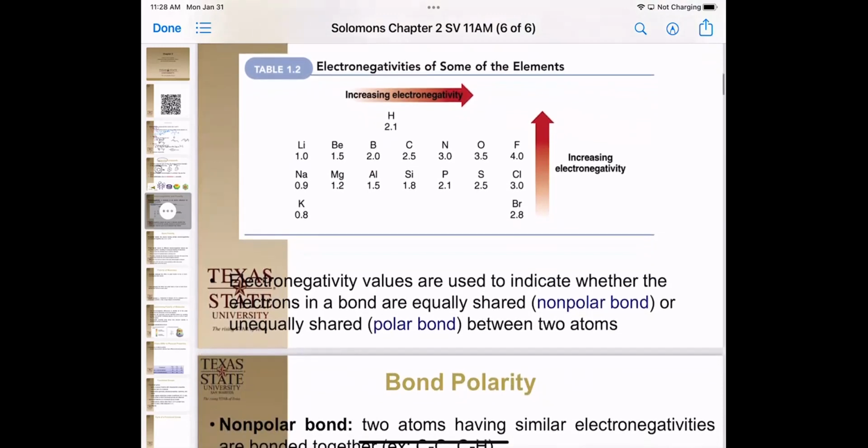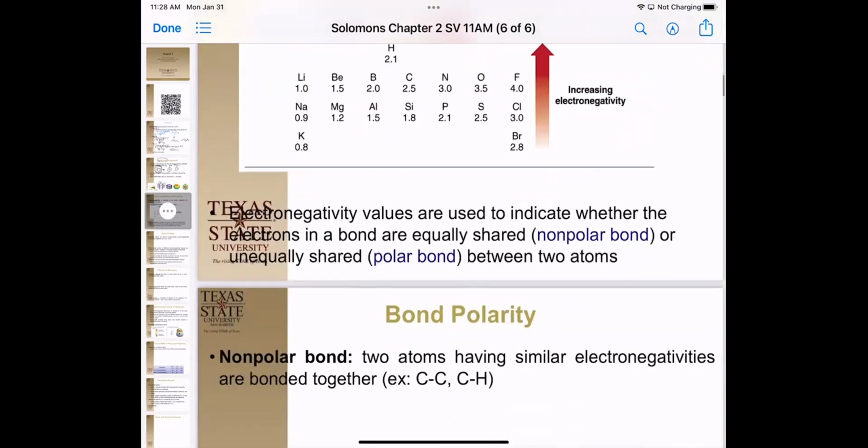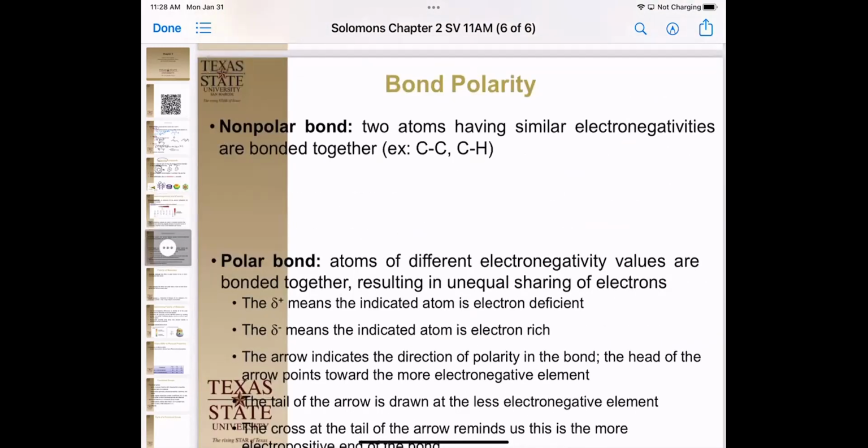Okay, so with that, let's look at bond polarity, okay? So I said carbon-carbon bonds and carbon-hydrogen bonds should have no polarity, right? Because we have a carbon here and a carbon here, and let's just put some hydrogens on there. Because there's very little or no electronegativity difference, remember, two electrons are in every sigma bond here. That's one sigma bond. Those two electrons are evenly shared between those two carbons.